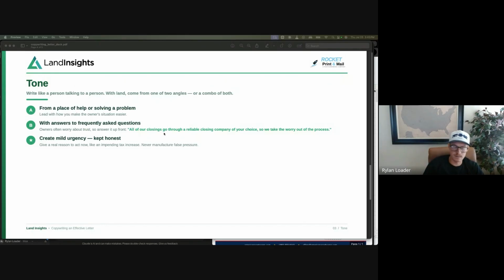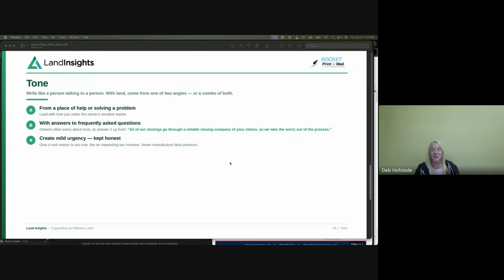So if you're not doing a blind offer and you want to do a two-page letter, like an opener and a second page, you can put an FAQ on that second page if you don't want to put a contract on there. That's a really cool thing you could do. If not, you can try to answer the FAQ questions inside your copy, inside that first page. And then you want to create mild urgency. So give a real reason to act now. Never manufacture false pressure.